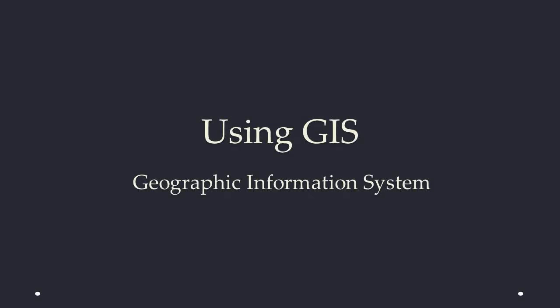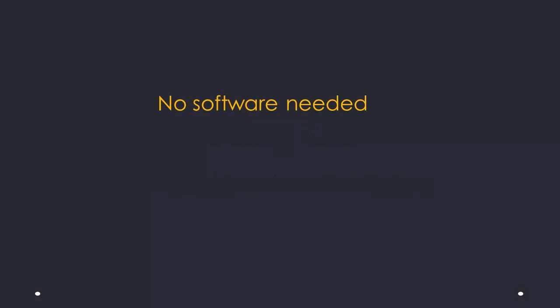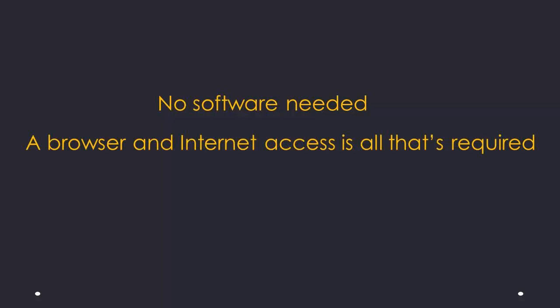This brief tutorial will explain how to access the viewer for the city's GIS, or Geographic Information System, and the use of a few basic tools. No special software is required to use the system, just a browser and an internet connection. A user ID is not needed.